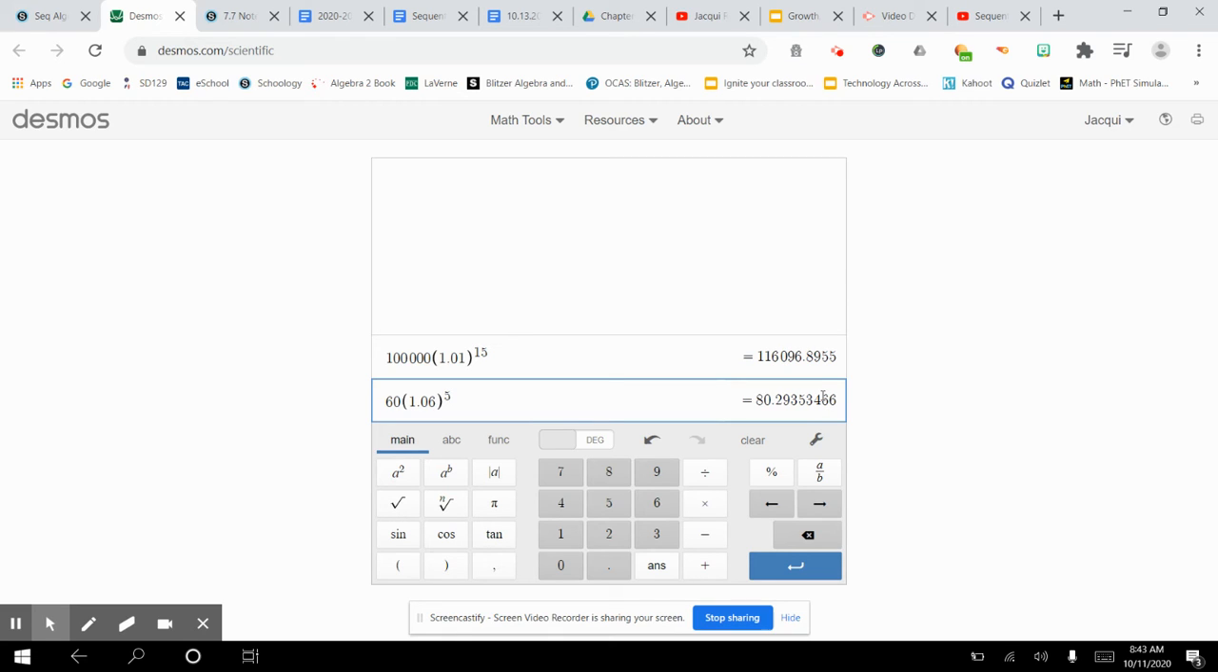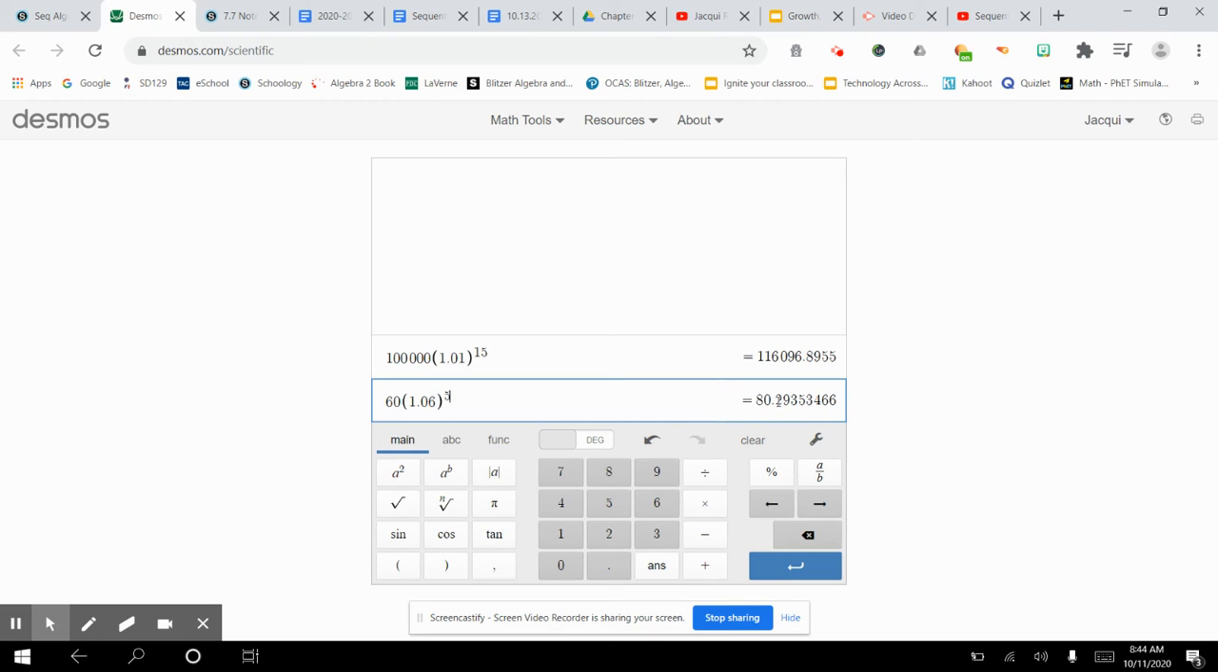Now, we do have to be careful. This problem, we are not talking about money. So in the last problem, we needed to round to 2 decimal places. Here, we're trying to find the number of employees. It doesn't make sense to have 0.29 of a person, okay? You either are a person or you aren't a person. There's not a decimal of a person.